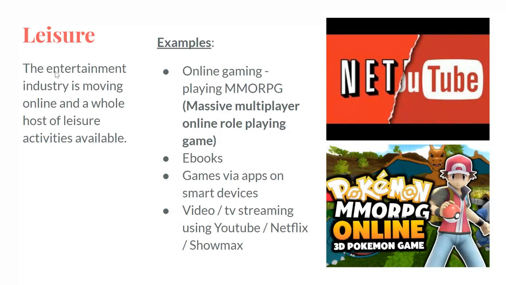Leisure. So entertainment industry is moving online and a whole host of leisure activities are available. So you got gaming, you could read ebooks that you've bought via Amazon. You can play games on your phone or on your computer. You can stream TV series, movies. You could watch with Netflix or Showmax. You could watch YouTubers on YouTube.